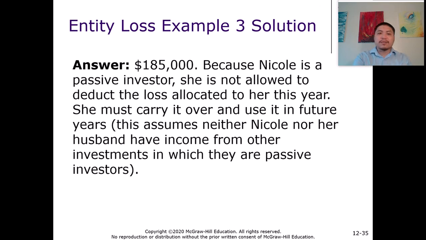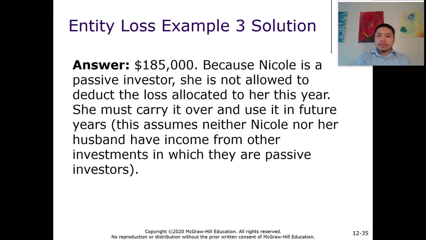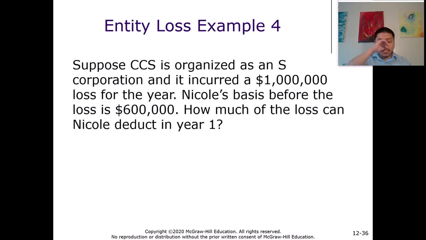So her husband still has to use $500,000 as the tax base for their tax. They still have to pay $185,000 because they cannot deduct the $50,000 loss. They're not allowed to, because she's a passive investor and doesn't pass the passive activity rules. So let's look at example number 4.